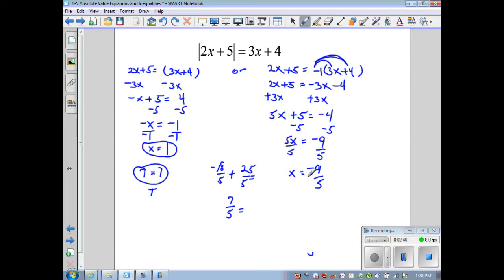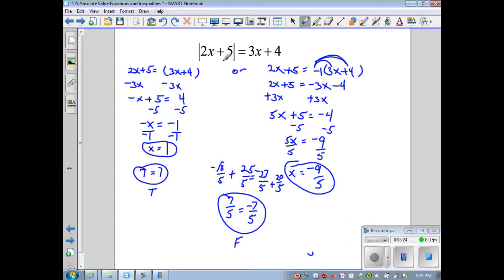3 times negative 9/5. 3 times negative 9 is negative 27 over 5 plus 4. 4 over 1, I need a common denominator, which is 5. Multiply the top and bottom by 5 gives me 4 times 5, which is 20 over 5. Negative 27 plus 20 gives me negative 7 over 5. This is false. Therefore, x equaling negative 9/5 is extraneous. In other words, it does solve this equation, but it is not a solution to the original problem.